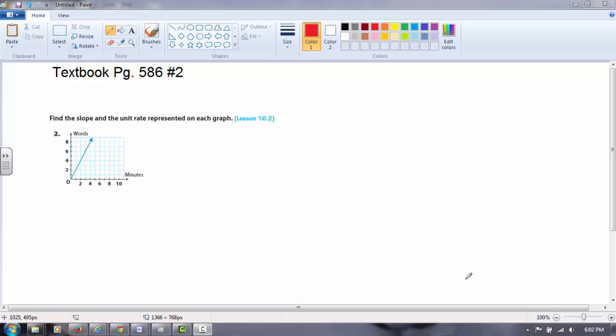This problem is from the textbook. It's page 586, problem number 2. Find the slope and the unit rate represented on each graph. And what they've done is they've put the graph over here, and they've already graphed it for us nicely. Across the x-axis we have our minutes, and then going up on the y-axis we have our words.